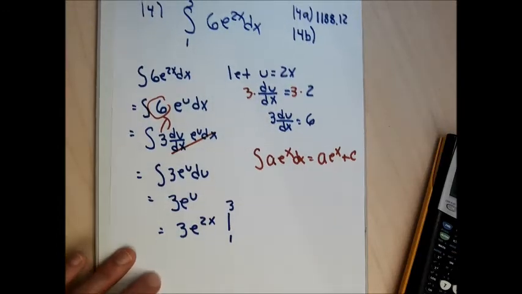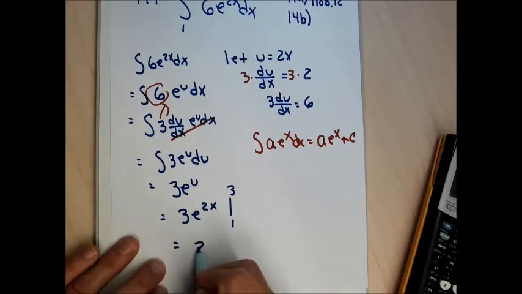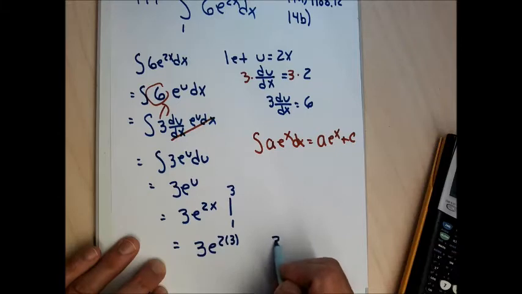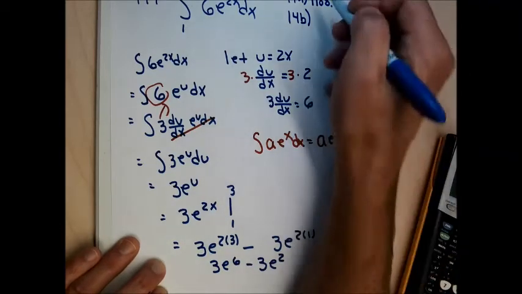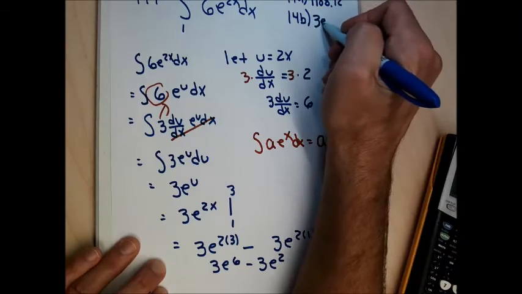And I'm going to plug the number 3 in for x and get 3e to the 2 times 3. And I'm going to plug the number 1 in for x and get 3e to the 2 times 1. Subtract those. This is going to give me 3e to the 6 minus 3e squared. You can certainly write that as my answer, and I think that's where I'm going to stop.